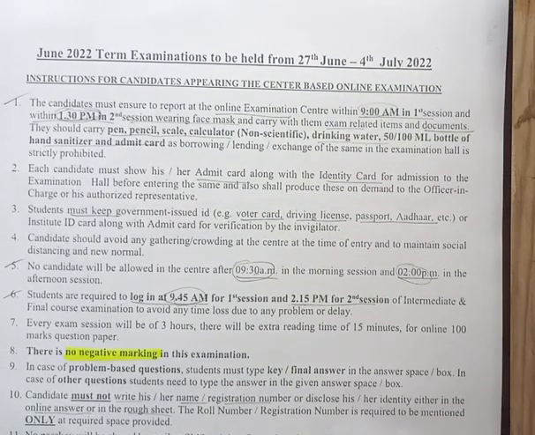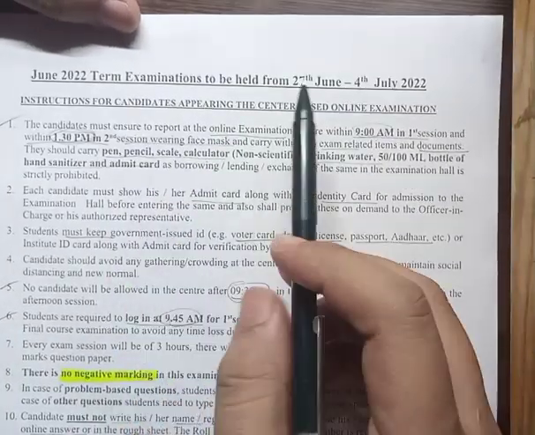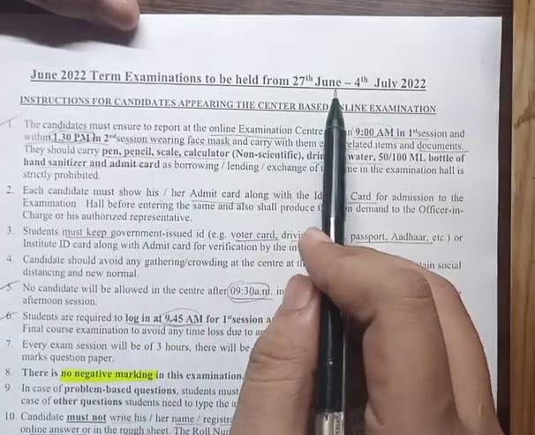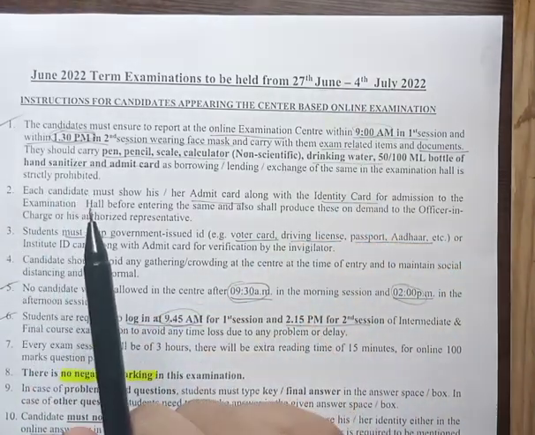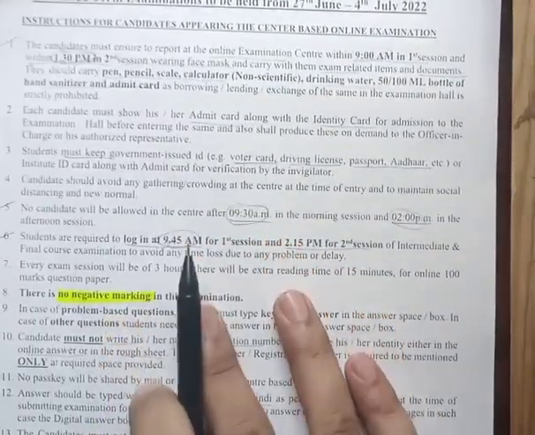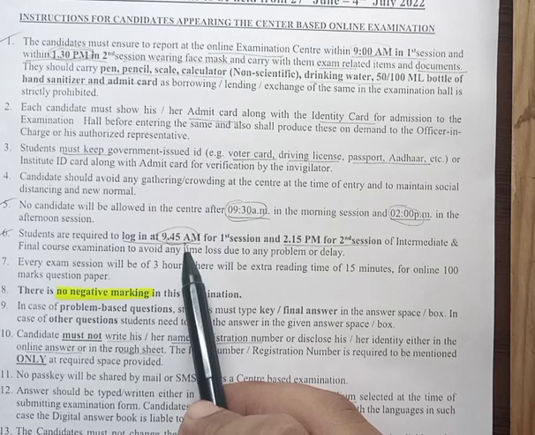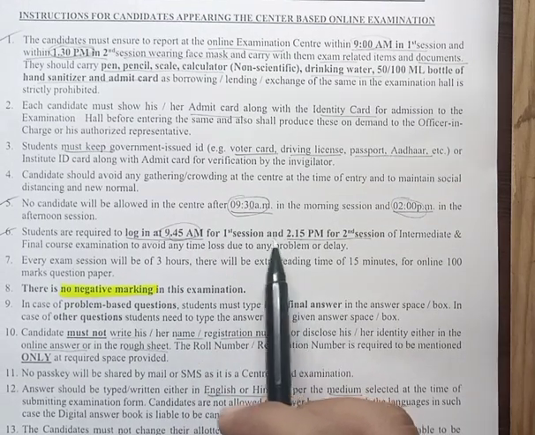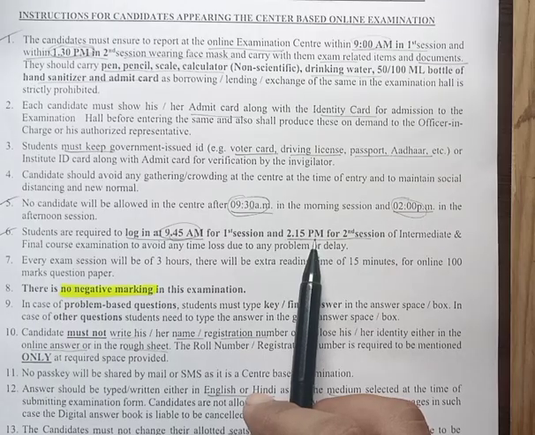My name is Ashish and today we will discuss the CMA students who have their exams from 27 June to 4th of July. There are some instructions issued by the institute for the candidates. The first instruction is you have to log in by 9:45 a.m., and you have to log in for the second session by 2:15 p.m.